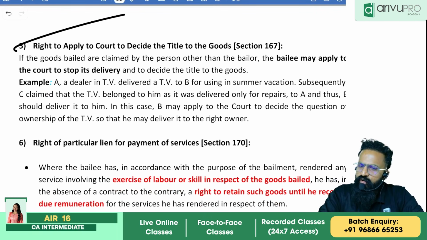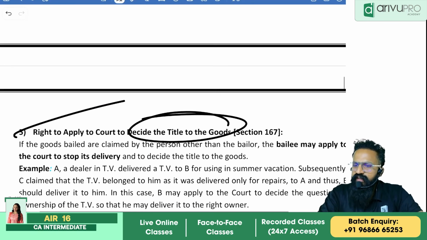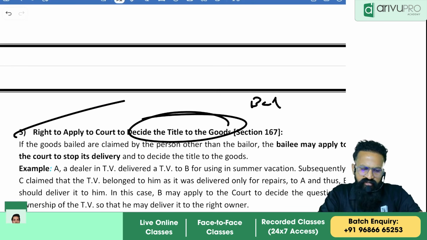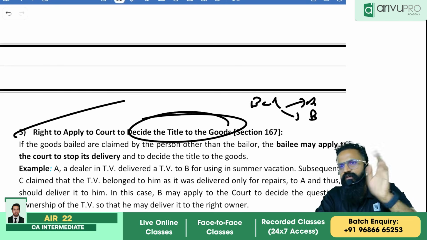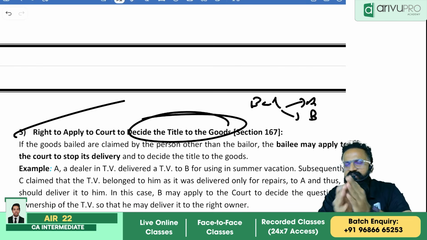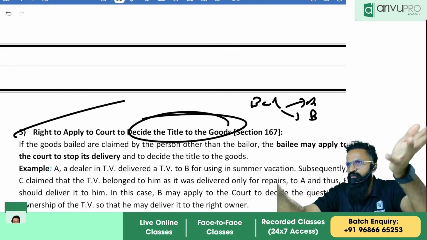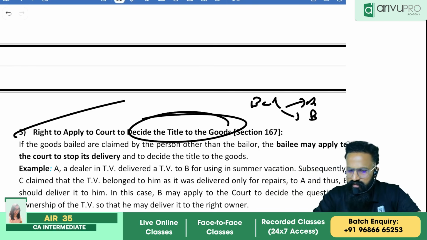Right to apply to the court to decide the title of the goods. Sir, if a bailee is not sure whether to give the goods to A or B, what to do? You can ask the court, sir, we are not able to know who the owner is. Please tell me who the owner is. I'll give back the goods to them only. You can apply to the court.